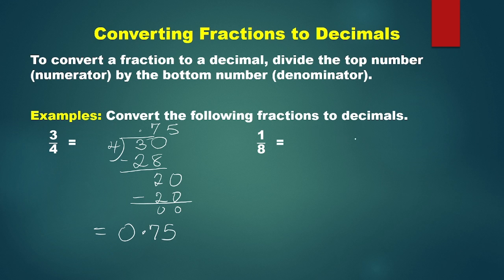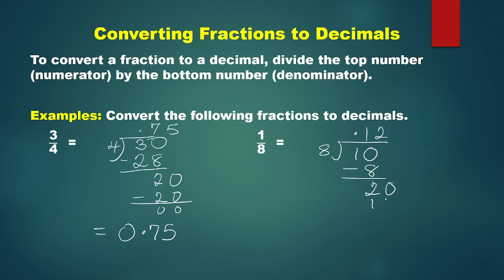1 over 8. I will draw my division symbol again. 1 will be inside and 8 will be outside. 1 divided by 8 is not possible. So I'll put a point on top of the 1 and I'll add a 0. 10 divided by 8 is 1. 1 times 8 is 8. If I subtract, I have 2. I'll add a 0 to the 2. 20 divided by 8 is 2.